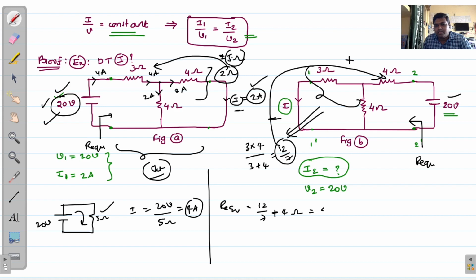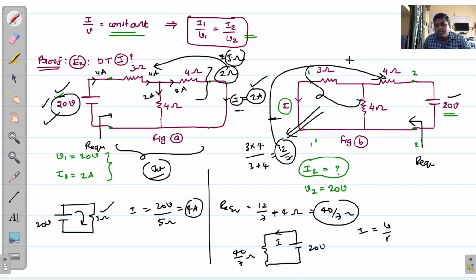28 plus 12 means 40 by 7 ohms. This is R equivalent. Now we can draw the circuit. So this is our R equivalent and this is our voltage source, 20 volts, and 40 by 7 ohms. Now the current circulating in this loop is I equals V by R equivalent. So I equals 20 volts by 40 by 7, which is 7 by 2 amperes current circulating in that particular loop.